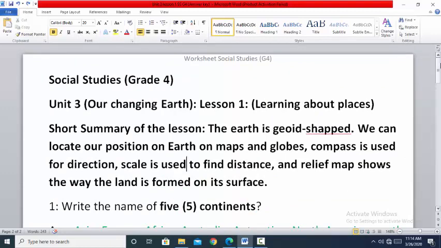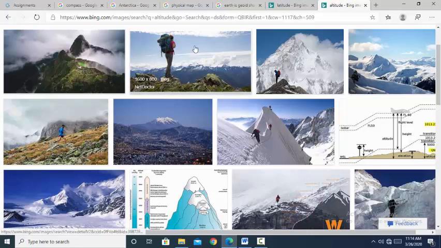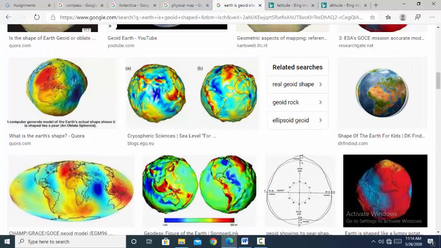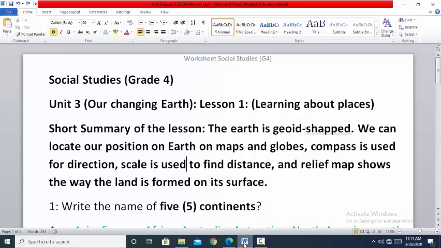So our lesson today is about learning about places. And we said that the earth is geo-shaped, and this is what's meant by geo-shape. This is the form of the earth itself. It looks like that. Okay, we can locate our position on earth on maps, and we said that we have 3 types of maps.